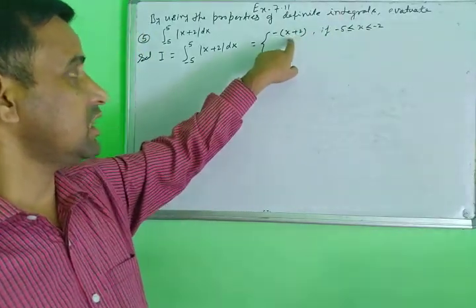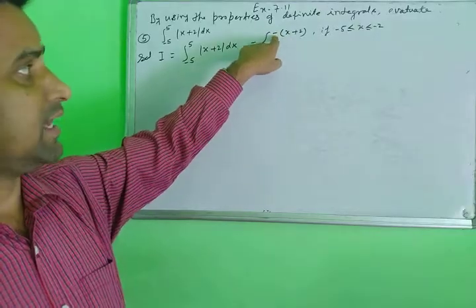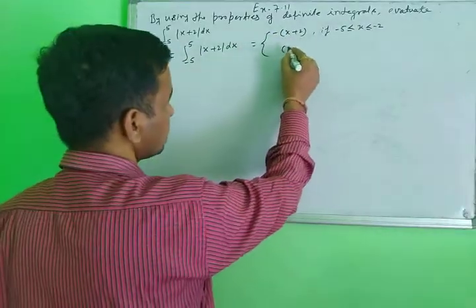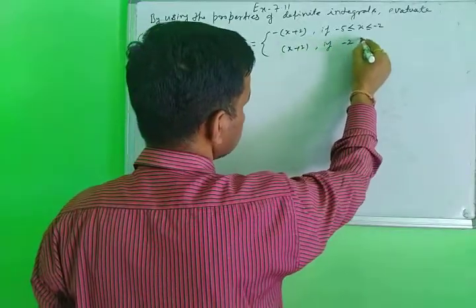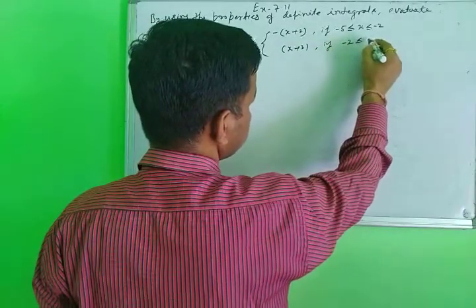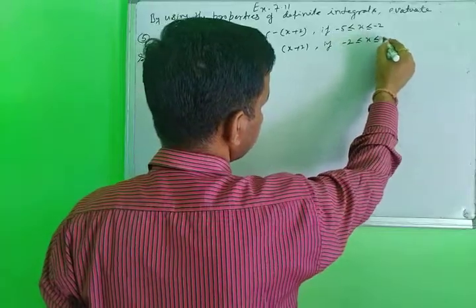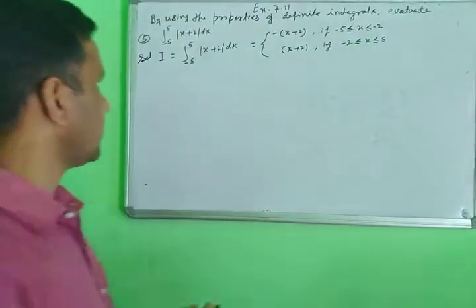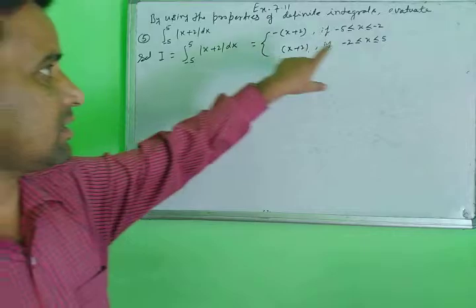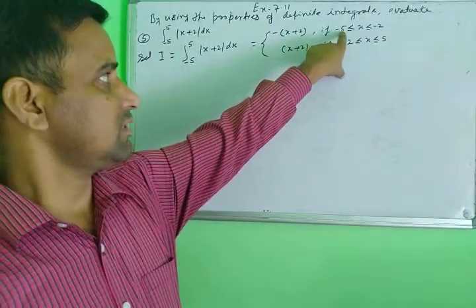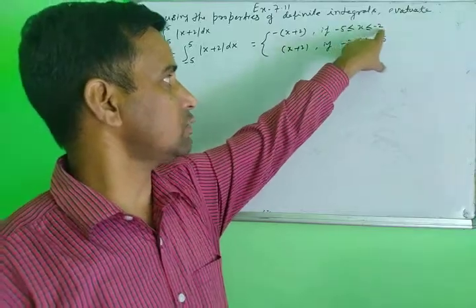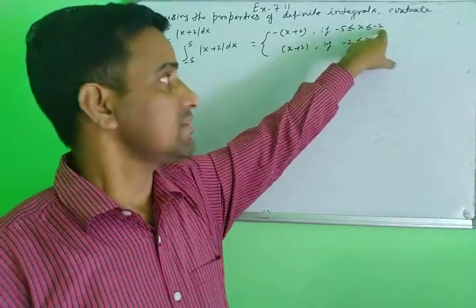Then the result will become negative. Second, when x plus 2 is positive, that is if -2 is less than or equal to x less than or equal to 5. This is the upper limit; the upper limit comes last and the lower limit comes first. That means between -2 and 5, this is your third limit.